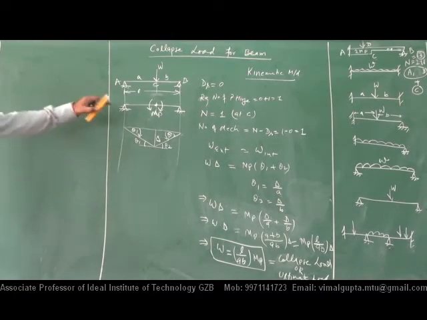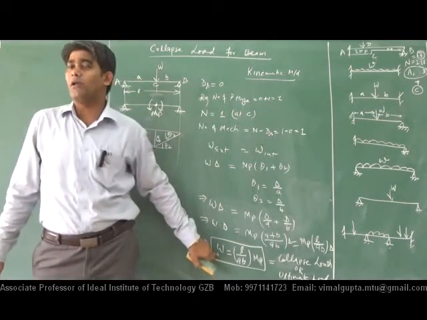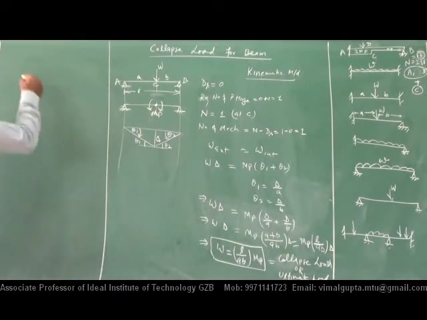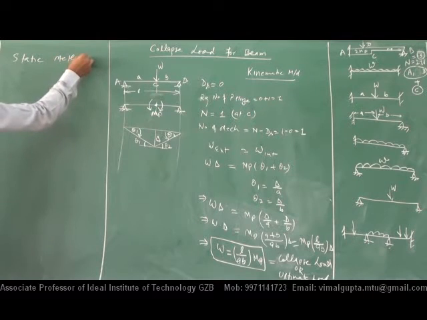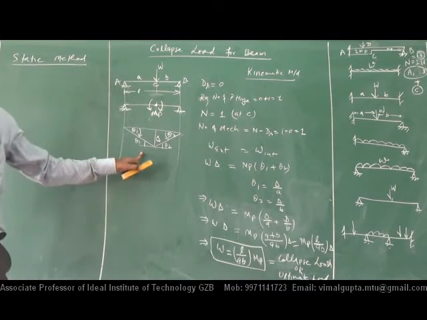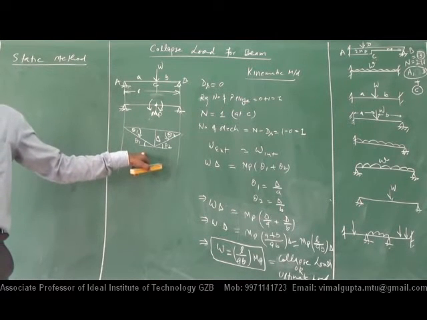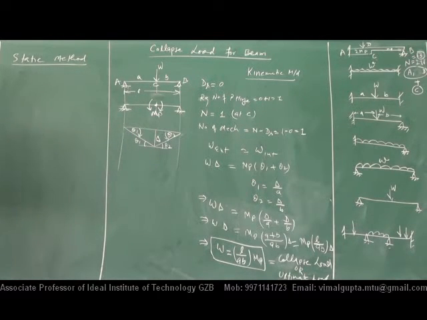And if we want to calculate that W using static method, then in place of that assumed mechanism, what I have to do? We have to make the collapse BMD. So let us make that. This is our given beam.